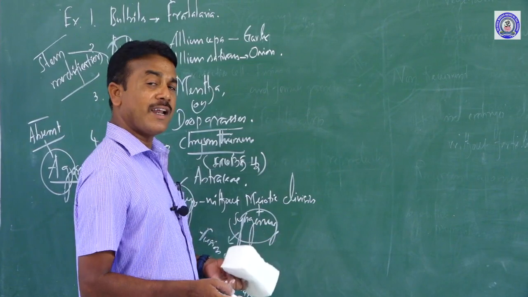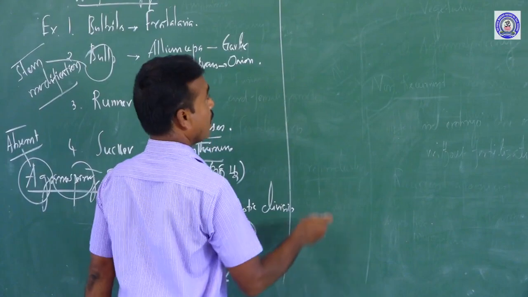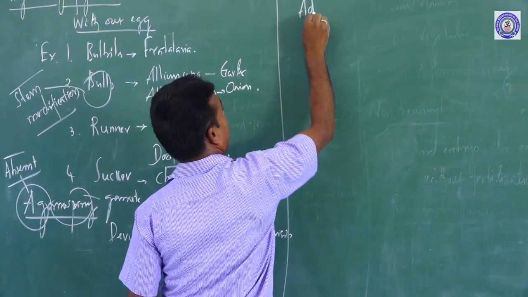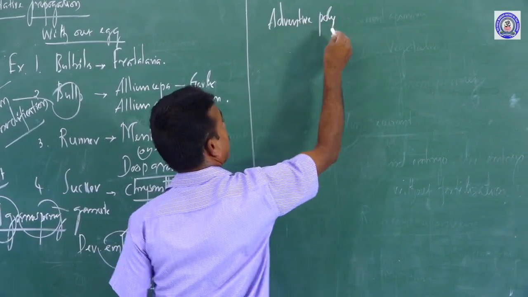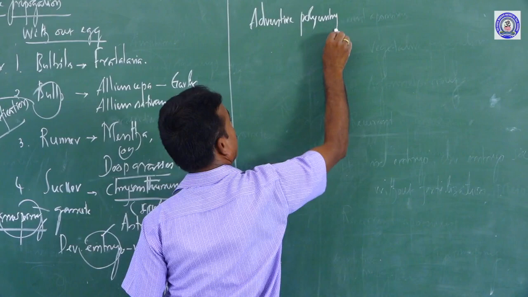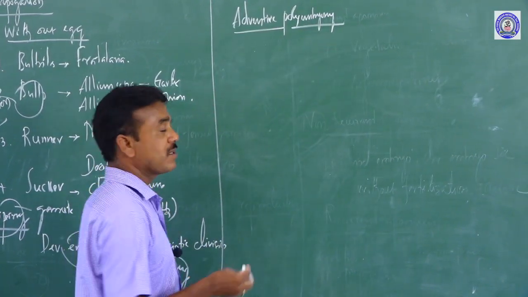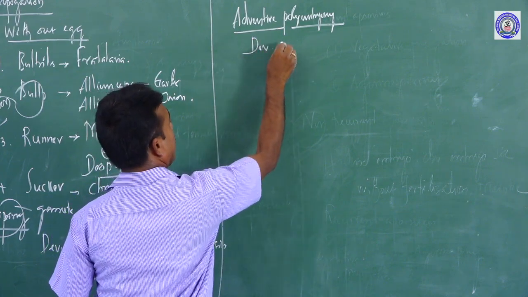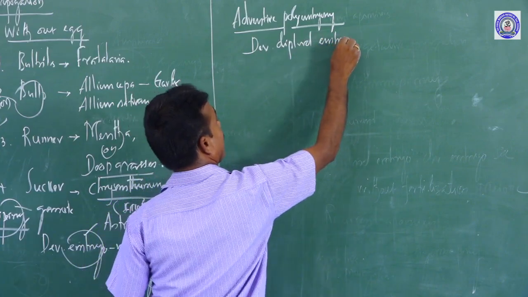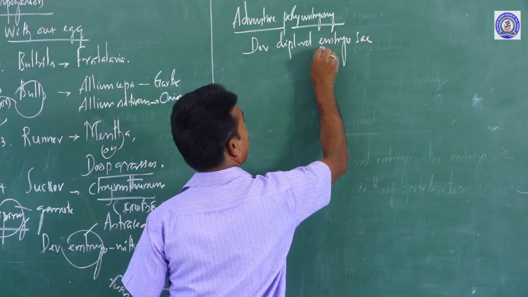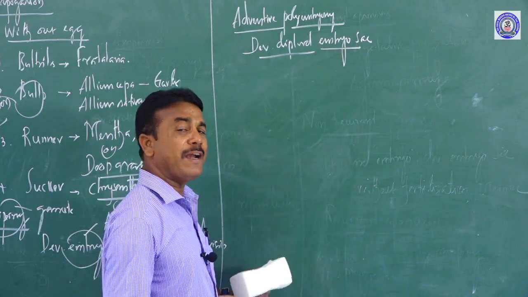So based on the nature, agamospermy is further classified into some types. That is commonly called adventive polyembryony. What is the definition of adventive polyembryony? Development of diploid embryo sac. Before that, let us discuss what the haploid embryo sac is.